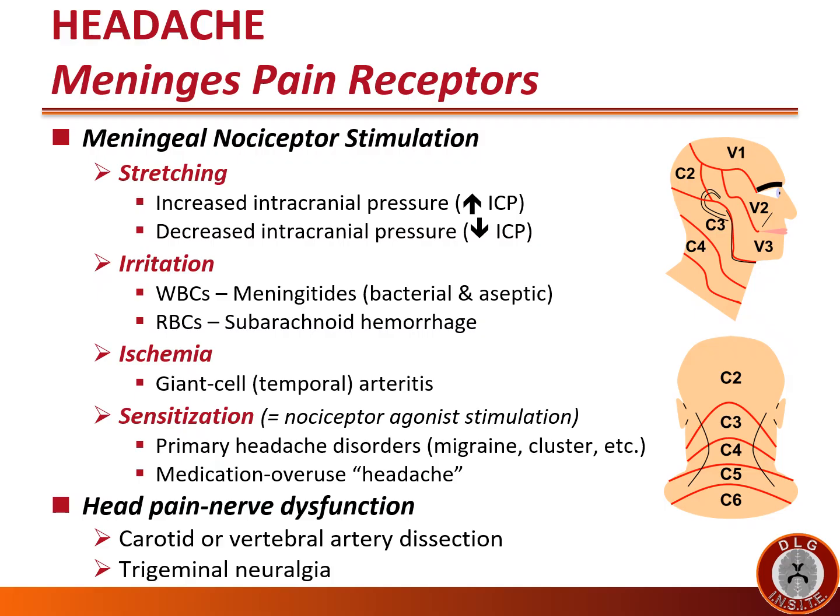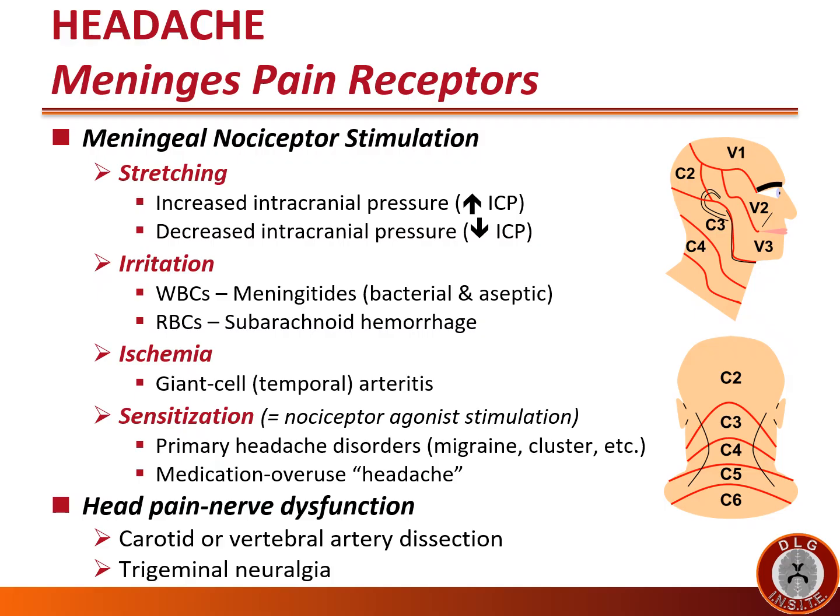The meninges are also turned on, the pain receptors are turned on, when the meninges are irritated. And the two main things that irritate meninges are white blood cells in meningitis, and remember there are both bacterial and aseptic versions of meningitis, and RBCs, red blood cells, and we mean by that subarachnoid hemorrhage. The other way to turn on the pain receptors in the meninges is to make the meninges ischemic, and this only occurs in the condition called giant cell arteritis, sometimes known as temporal arteritis, but it doesn't only involve the temporal artery, so I think it's better to call it giant cell arteritis.